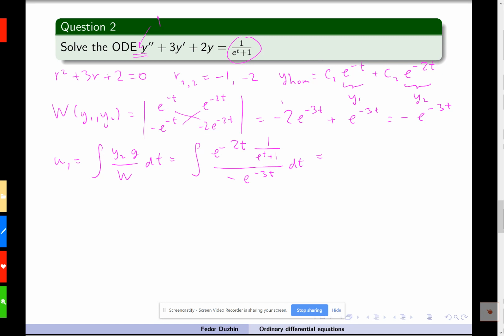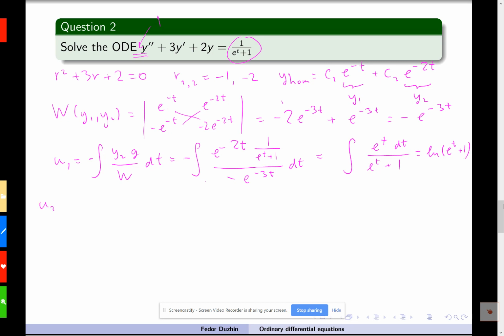This is minus the integral of, oh, sorry, I forgot the minus sign here. There should be a minus sign here, and a minus sign here. So there is no minus sign here, and it is just the integral of e to the t dt over e to the t plus 1. Now e to the t dt is d of e to the t, so the answer is ln of e to the t plus 1. Okay, so this is u1.